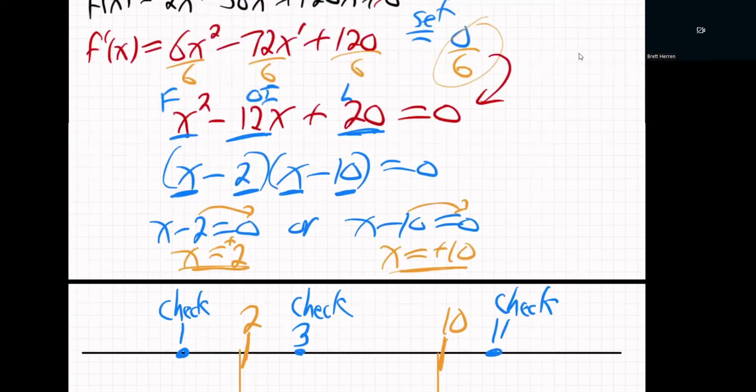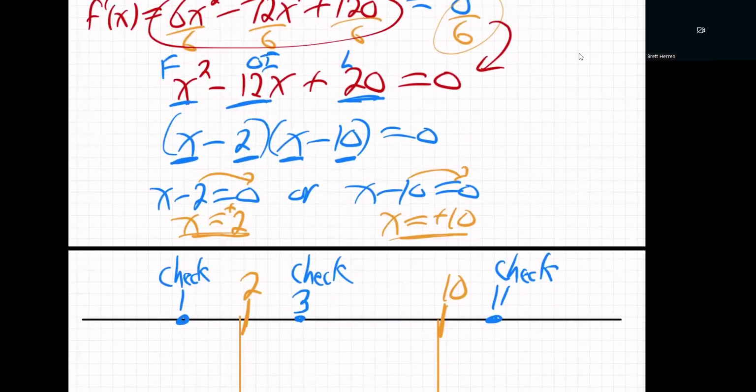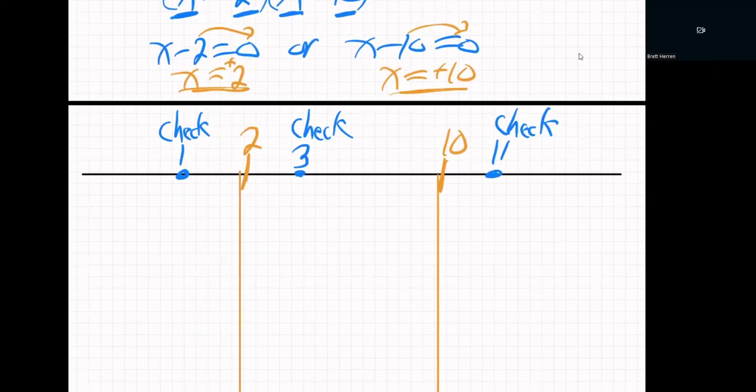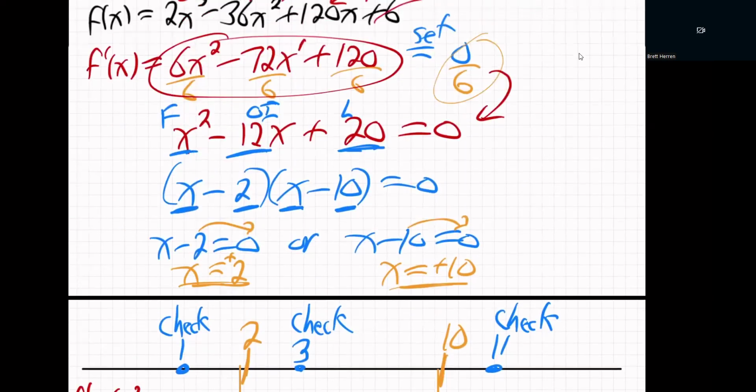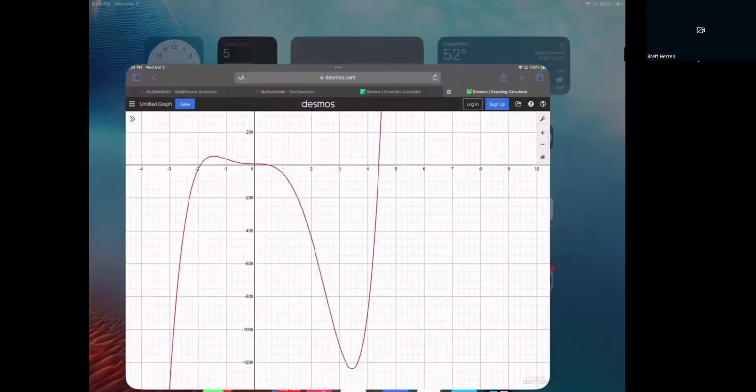So I'm going to go back to the first derivative. Here it is: 6x squared minus 72x plus 120. So f prime is 6x squared minus 72x plus 120. Yeah, that's the first derivative. I'm going to plug the 1 into that to find out what the derivative is at 1. Remember, the derivative tells me the slope. So let me plug it in. I'm going to go to Desmos.